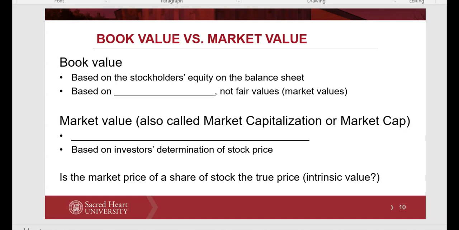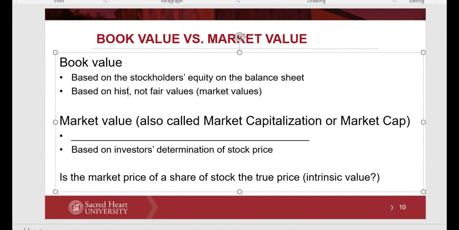The difference between the book value and the market value is really important. That's why I keep going through these terms. They're really important, and they're also really easy to confuse. So I hope I'm not beating this to death. Book value is based on stockholders' equity on the balance sheet, and it's based on primarily historical costs. Sometimes those are depreciated or amortized, but the focus is not on fair values. And this difference is going to cause a major difference between book value and market value of a company.